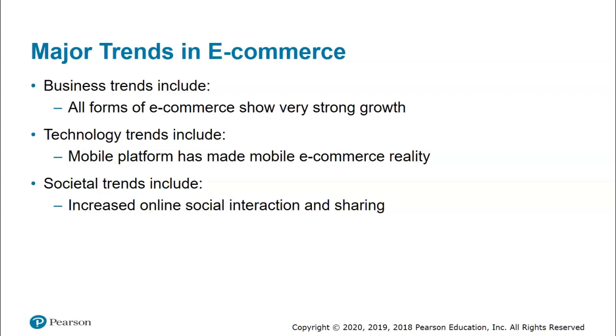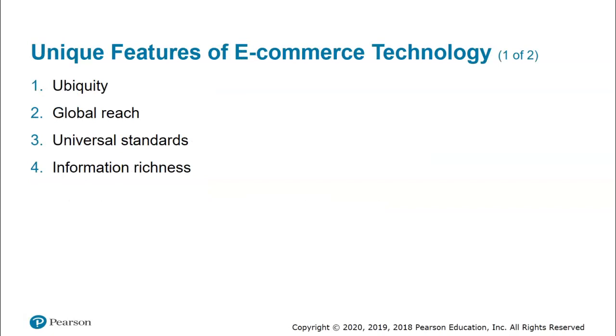Mobile and social are the quickest growing parts of e-commerce, the idea that people are buying things on their phones and buying through social networks, which also gets into marketing as well. So what are the unique features of e-commerce?